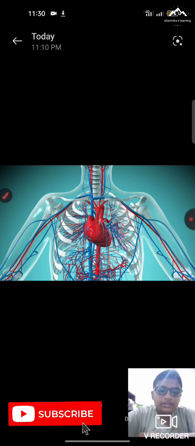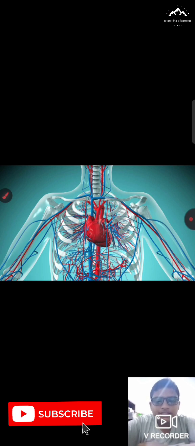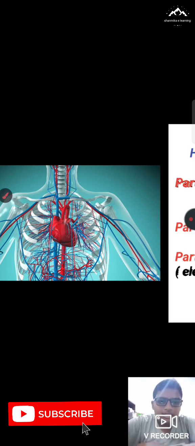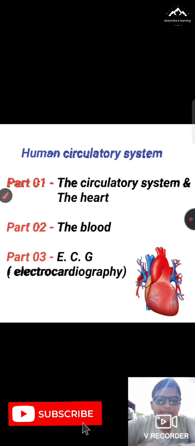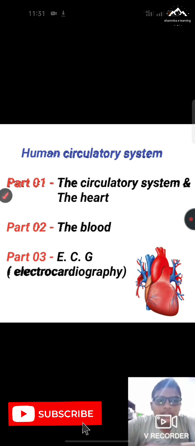This is a very important and somewhat long lesson, so I thought of dividing it into three parts. In the first part I am going to cover the circulatory system and the heart. In part 2 I am going to cover blood, and in part 3 I am going to cover ECG. All these topics are related to the circulatory system, and that's why I divided this into three parts. Okay friends, we will start our lesson from the circulatory system.